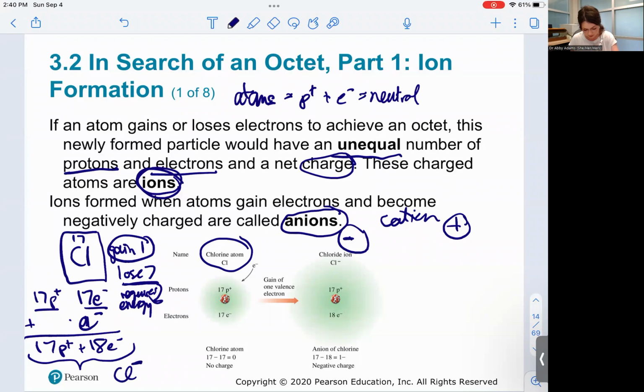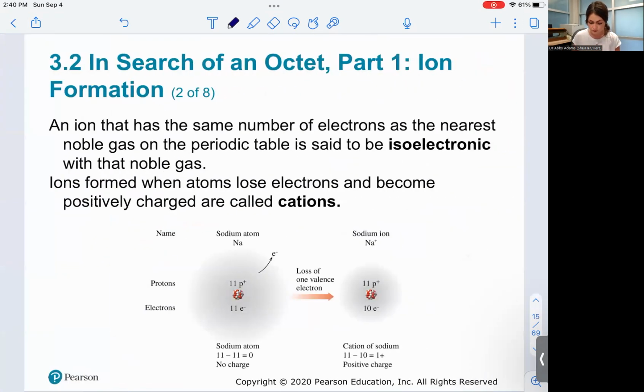This chlorine is going to be denoted this way, right? So when we're talking about the chlorine ion, it's going to have this understood negative charge, okay? Because it has one more electron than it does protons. So now it has a negative charge. This is an anion, right? So you see that right here. 17 protons, 18 electrons. It's a negative charge.